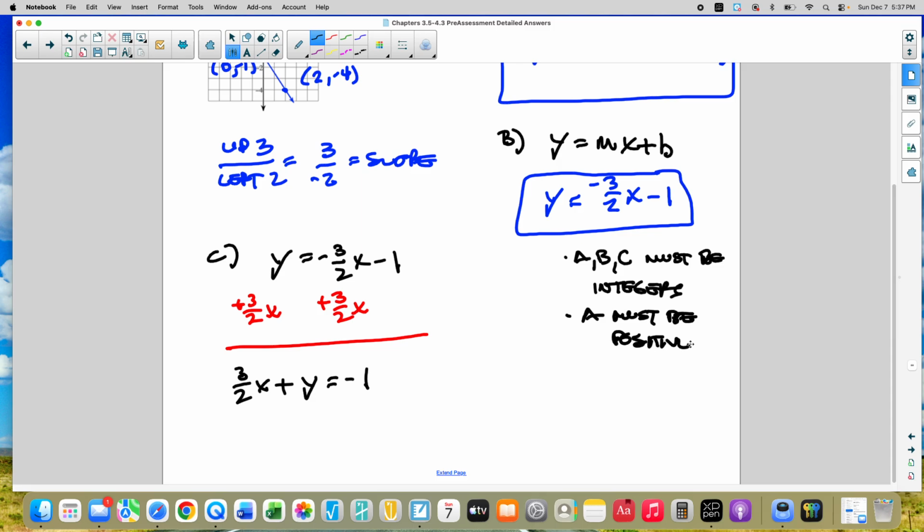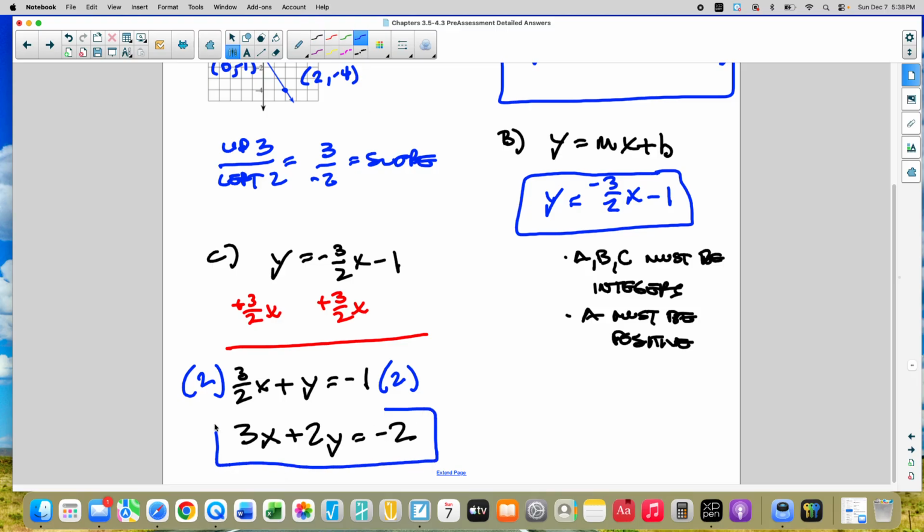So it is already positive, it's just a fraction. How can I get rid of that 2 in the denominator? By multiplying by 2 in the numerator. And I multiply everything because I've got to keep it proportional. So that gives me 3x plus 2y equals -2. 2 times 3/2 x gives me 3x. 2 times y gives me 2y. 2 times -1 gives me -2. And that is going to be the solution in standard form. That's the C part.